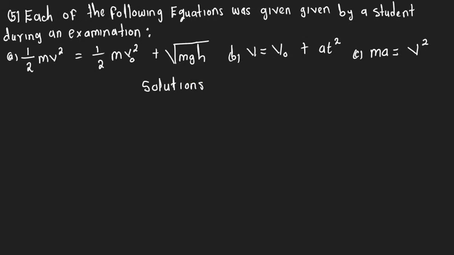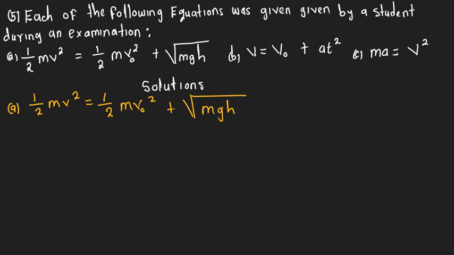They're saying each of the following equations was given by a student during an examination. Prove that the following is dimensionally correct. So we have the first one here. So the first one is saying that we have 1 over 2 m v squared equal to 1 over 2 m v_0 plus. So no matter how long the question is, do not be afraid to solve it. These things are very simple to do.